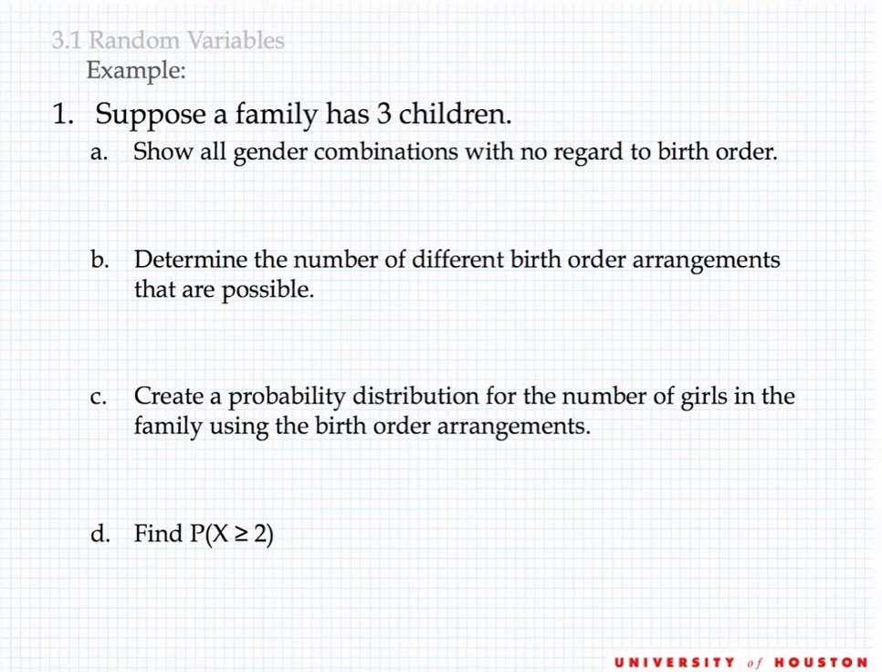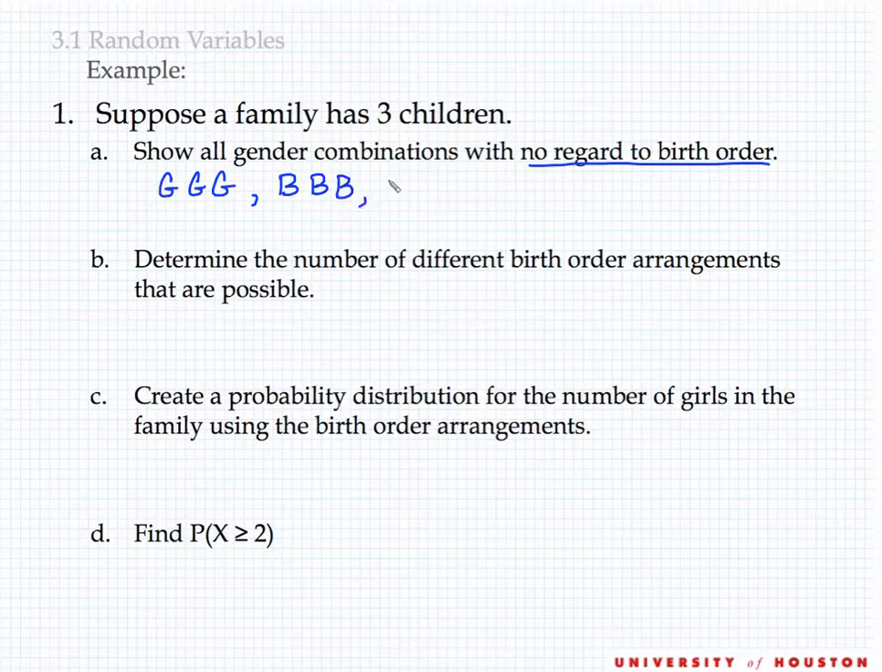Example: suppose a family has 3 children. What are the gender combinations if we disregard birth order? Well, we could have 3 girls, or we could have 3 boys, or we could have 2 girls and a boy, or lastly, 2 boys and a girl.